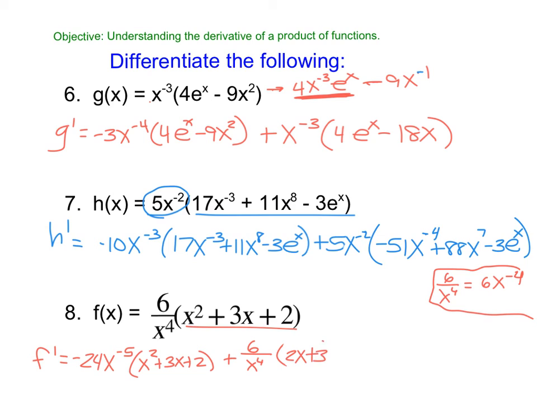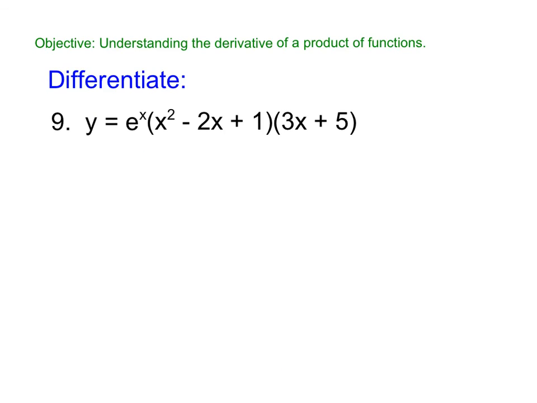2x plus 3. And then typically with these, because it gave me that fraction, I'm going to put this back in. Not a ton of room. But I would rewrite my final answer with that negative 24 over x to the 5th, x cubed plus 3x plus 2 plus, and then you can make this one big fraction. You could have made it one big fraction if you wanted. However you want to write it. But usually if they give it to me as a fraction, I put it back that way after I take the derivative. All right, last one.